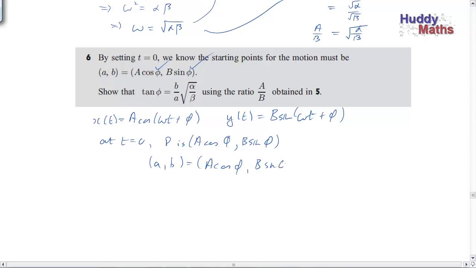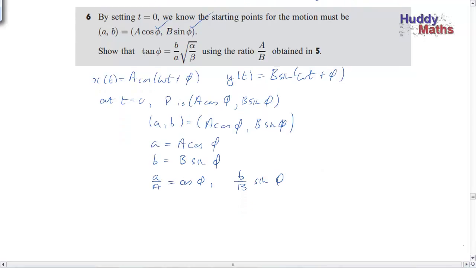Okay, so can we now find values here? Little a is A cos phi, and little b is B sin phi. So we've got those two results. So now, what can we say? a over A is cos of phi, and b over B is sin of phi. So, just come down a little bit, run out of room here.